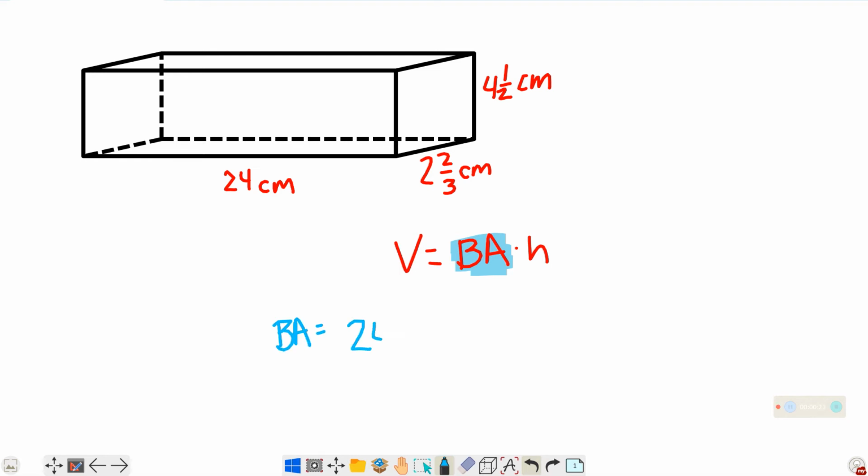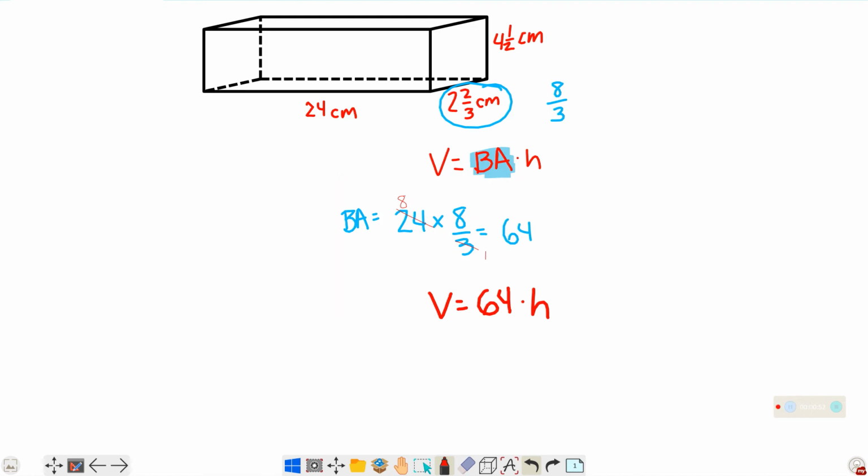is 24 times this one written as an improper fraction. 2 times 3 is 6, plus 2 more is 8, so this is 8/3. How many times does 3 go into 24? 3 can fit into 24 8 times. Ooh, that's a funky 8. And then 8 times 8 is 64, so the base area is 64.